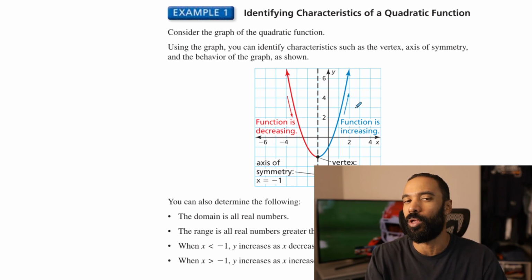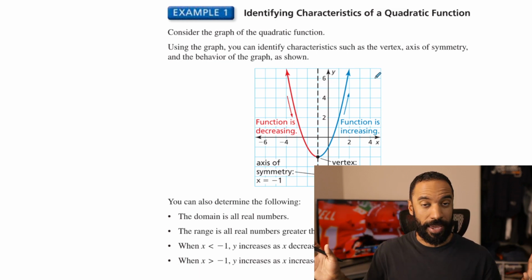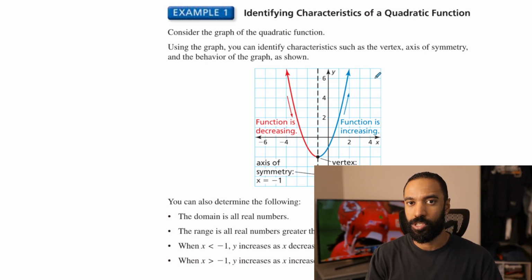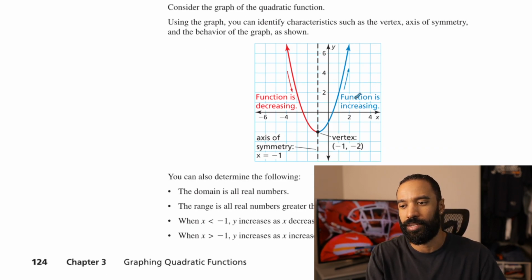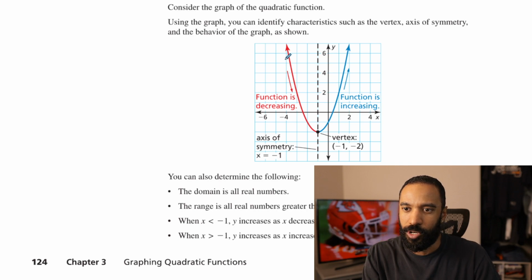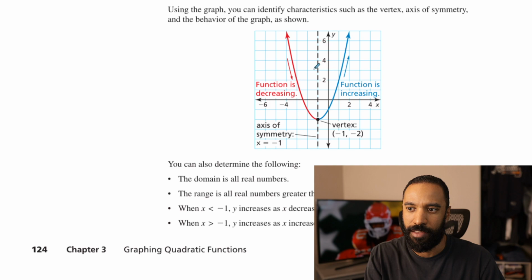So that's a nice way for them to slow it down. They're saying, let's just talk about what quadratics are in general. Despite an equation, let's look at the graph. Let's describe it. Let's make sure we know what all the words mean: domain, range, increasing, decreasing, vertex, all that, and an axis of symmetry. Using the graph, you can identify the characteristics such as the vertex, axis of symmetry, and the behavior of the graph as shown.